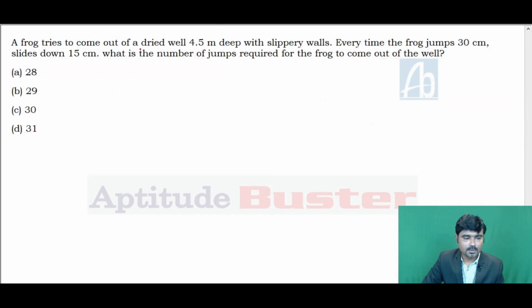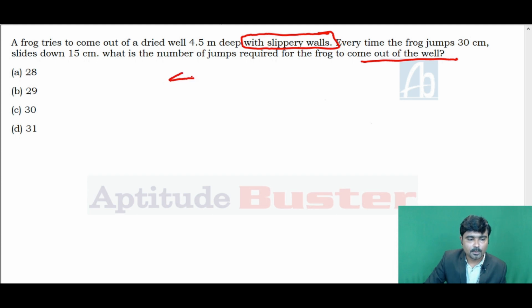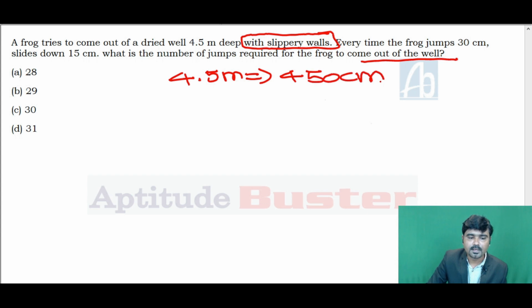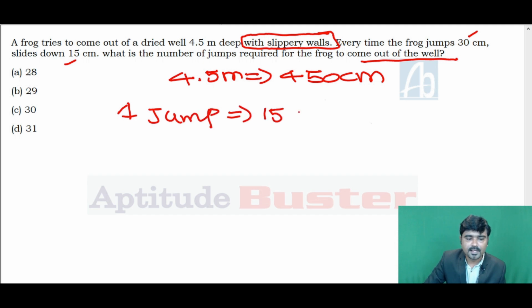A frog tries to come out of a well 4.5 meter deep with slippery walls. Every time the frog jumps 30 centimeter, slides down 15 centimeter. What's the number of jumps required for the frog to come out of the well? It's very important, slippery walls. 4.5 meter is equal to 450 centimeter. Convert this into centimeter. Every time it jumps 30 centimeter, slides down 15 centimeter. That means one jump it goes up only 15 centimeter. Each jump it covers 15 centimeter.